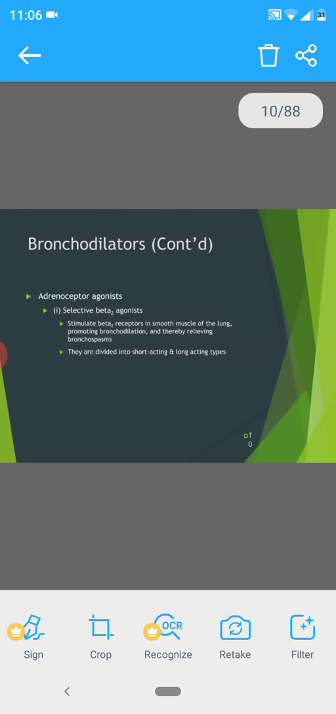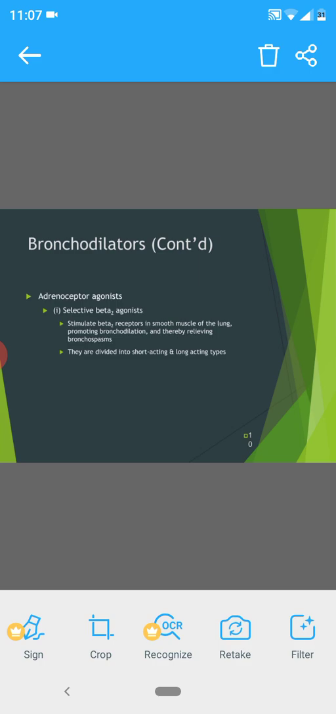Next is bronchodilators. First, adrenoreceptor agonist, first category of drug, beta 2 agonist. As we know, there are two types of receptor in human body. First is alpha receptors and the beta receptors. So alpha is usually for the sympathetic nervous system. They help in constriction. If alpha is stimulated, there is a constriction. And beta is responsible for dilatation.